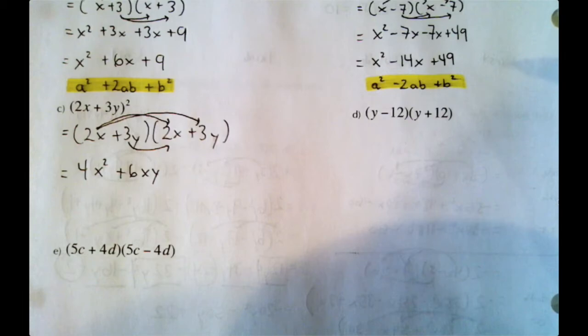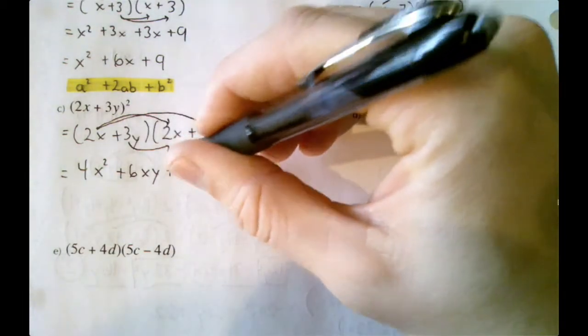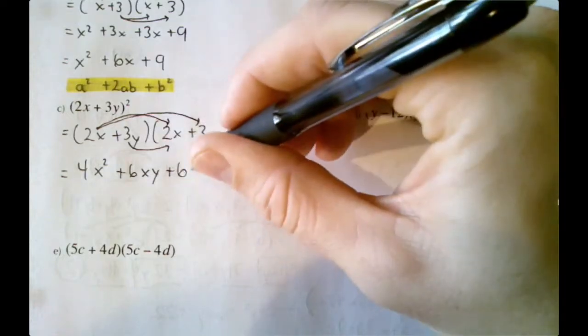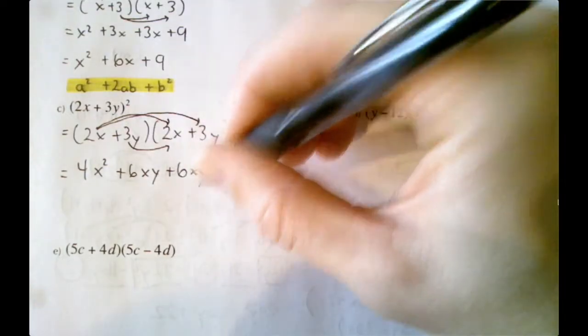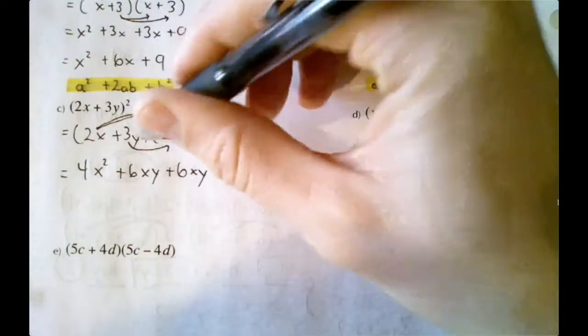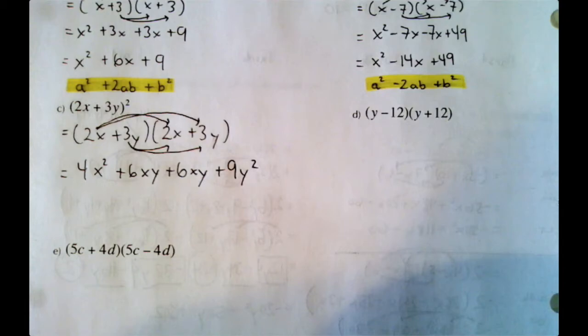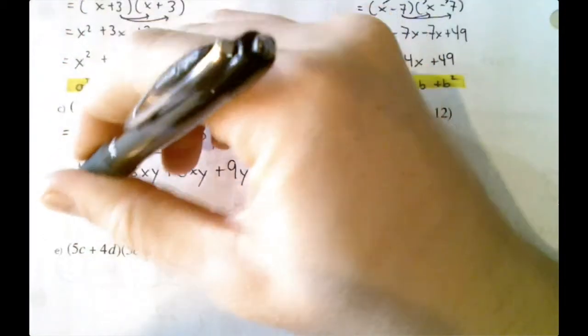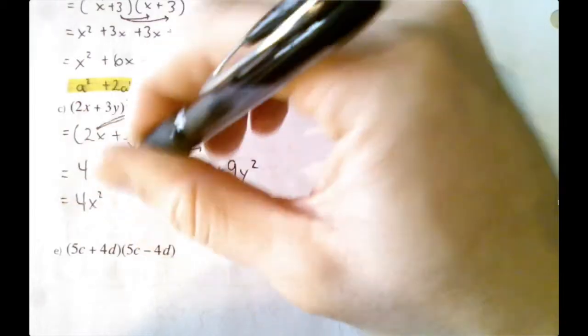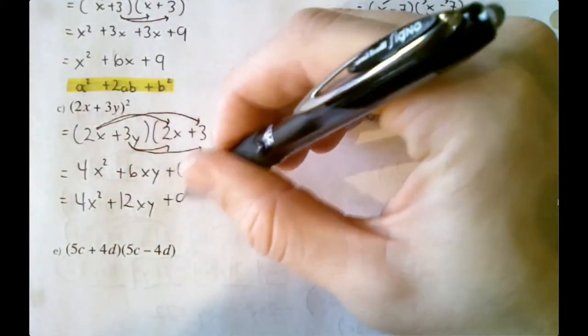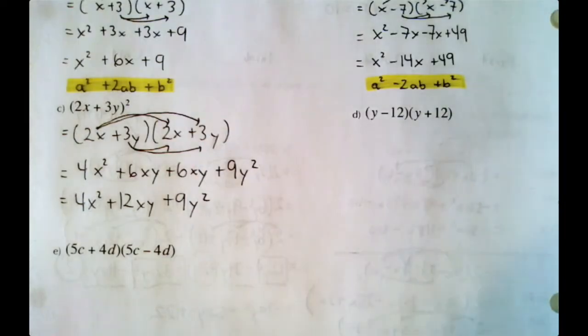3y times 2x. 3 times 2 again is 6. X and y and x, we put the letters together. Usually write them in alphabetical order. X, y. And our last step, 3y times 3y, gives us 9y squared. And now we can put our like terms together. We got 4x squared plus 12xy plus 9y squared.